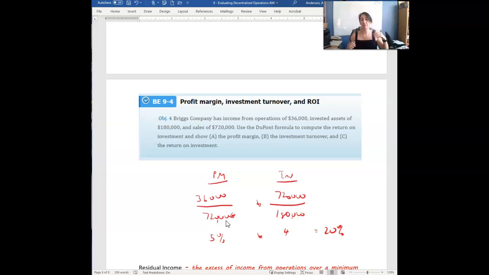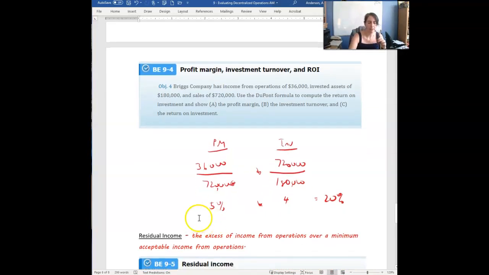So the idea being, if I were to give them $1 million, I would expect them to generate somewhere around $200,000 of extra income for me. That's what we're looking at here. All right.